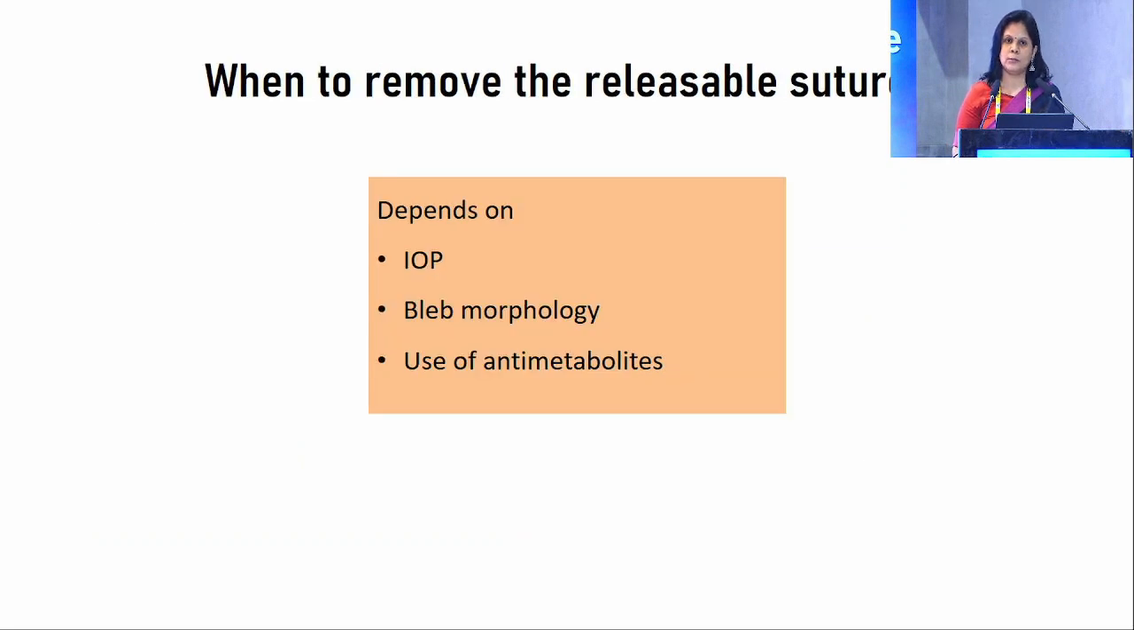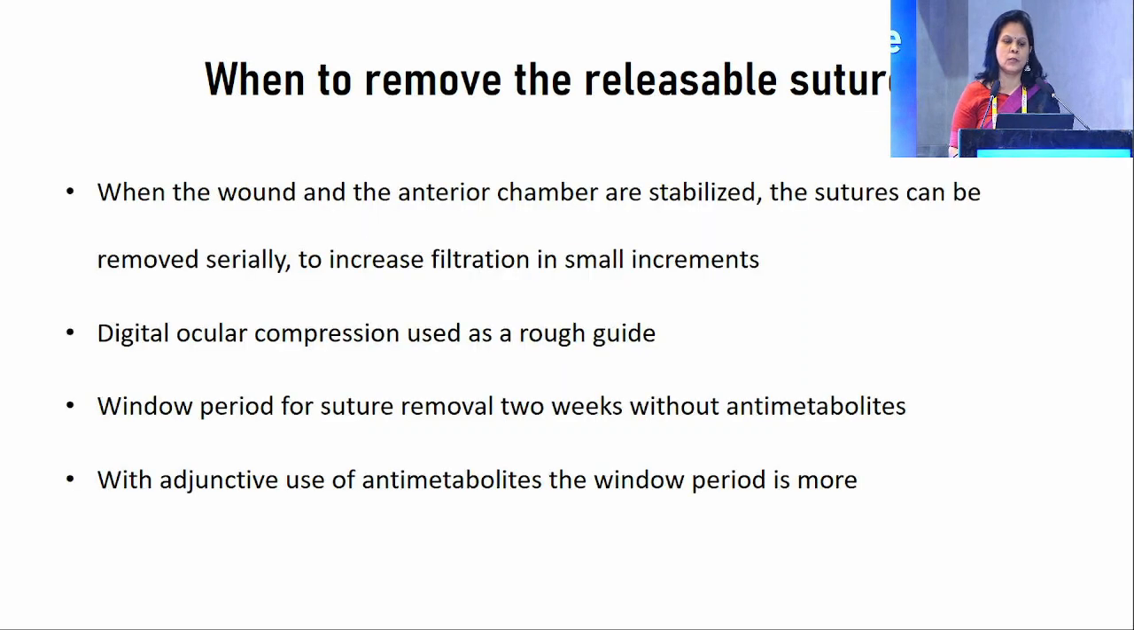Now when to remove the releasable suture? It depends upon your IOP, bleb morphology or antimetabolites used. So when the wound and anterior chamber are stabilized, the suture can be removed serially. Don't remove both the sutures at the same time, and you can use digital ocular compression as a rough guide. And the window period for suture removal is 2 weeks, and when you are using antimetabolites, this window period is more.